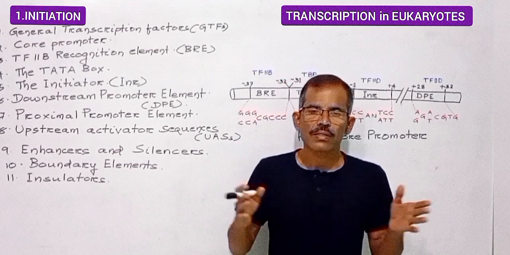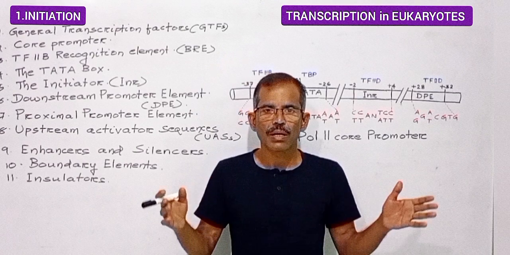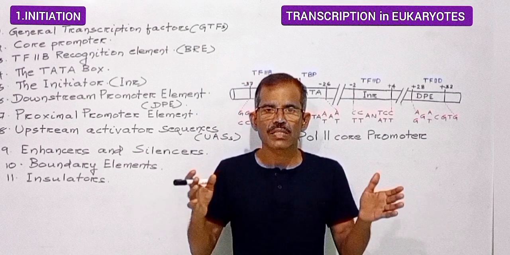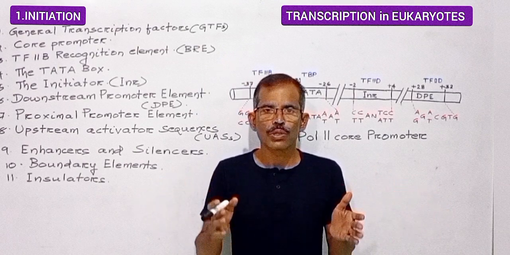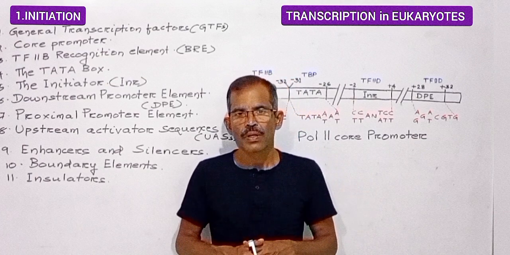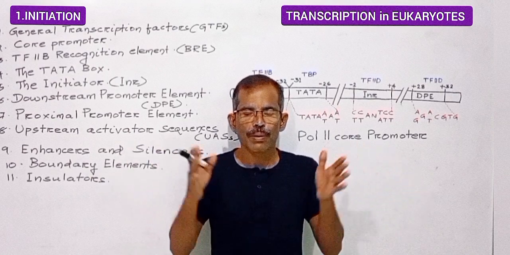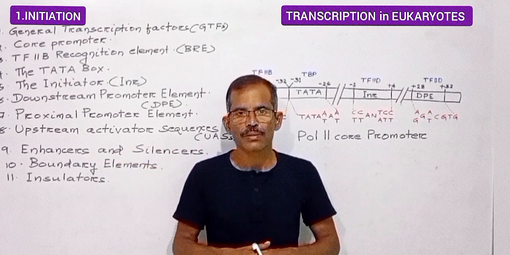Initiation is the first stage of transcription. It begins with the binding of general transcription factors along with RNA polymerase to a promoter region. This binding results in the formation of a pre-initiation complex.